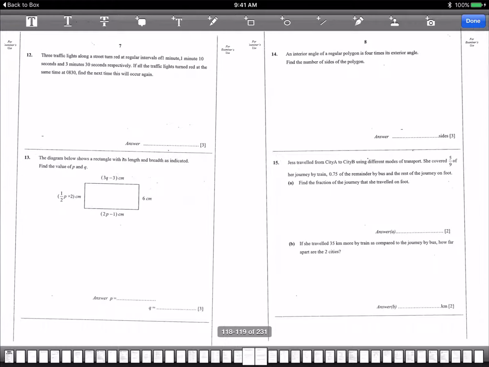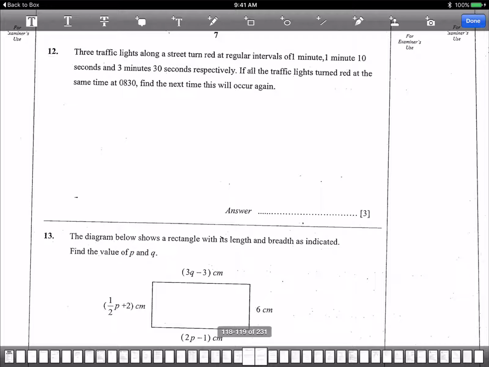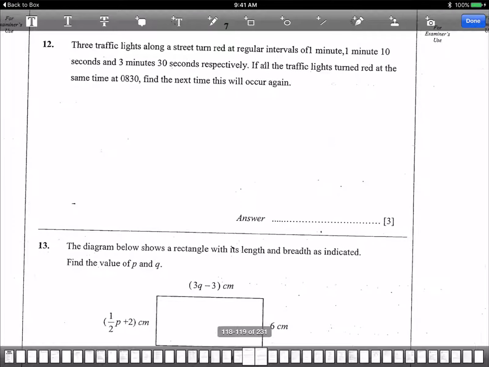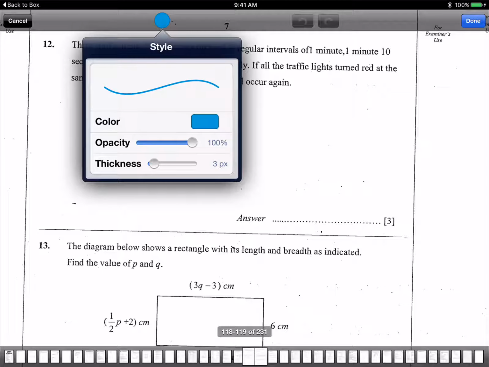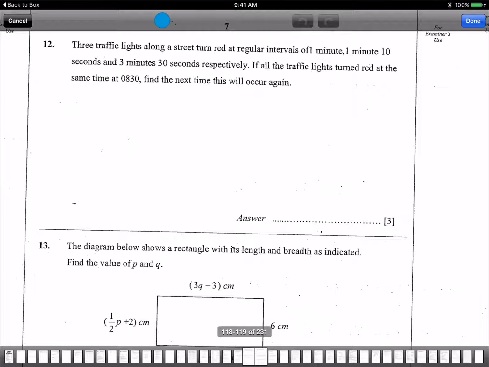More algebra. 840. No, it's 837. Is there any careless mistake? Let's check. Alright, so 3 traffic lights along a straight turn at regular intervals: 1 minute, 1 minute 10 seconds, 3 minutes 30 seconds. So the first thing we convert all to seconds. 60 seconds. 1 minute 10 is 70 seconds. 3 minutes 30 is 210 seconds.